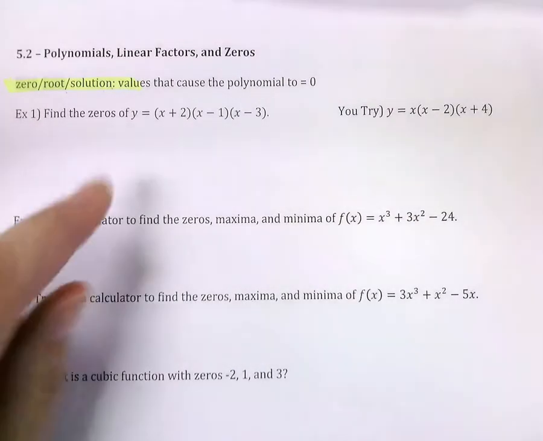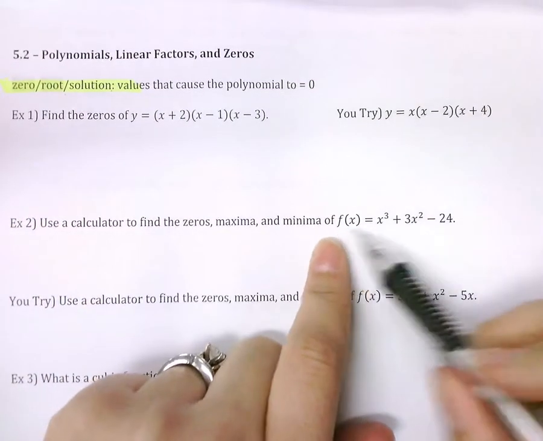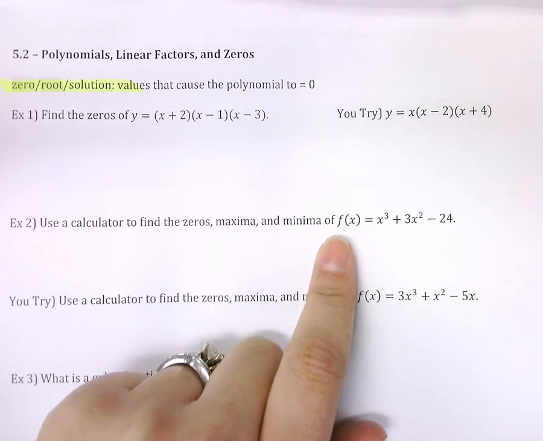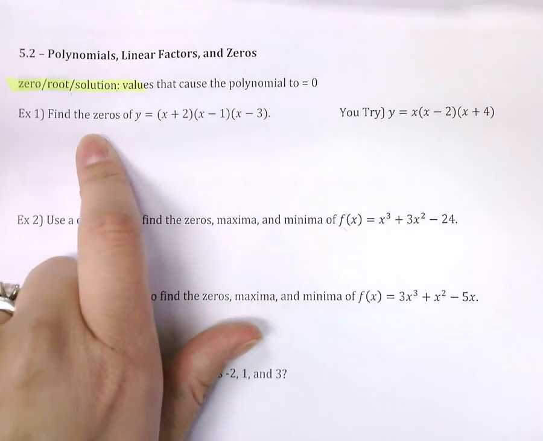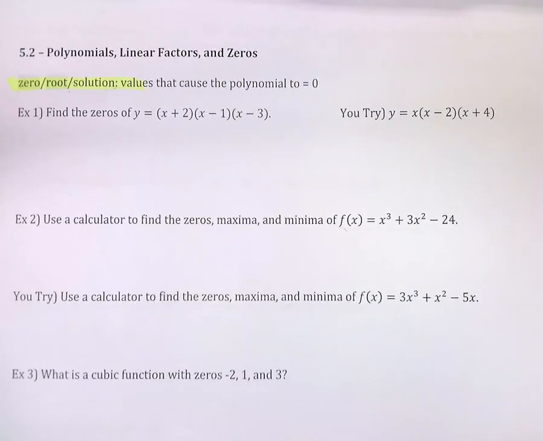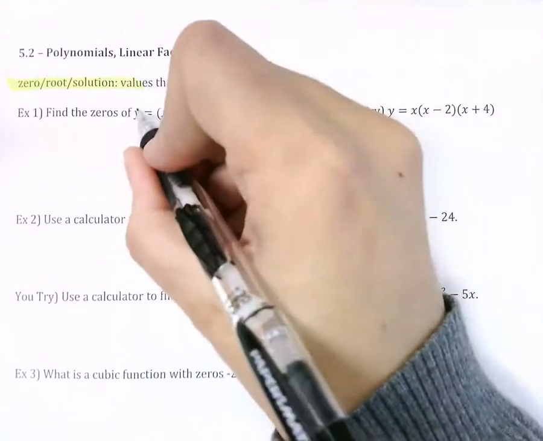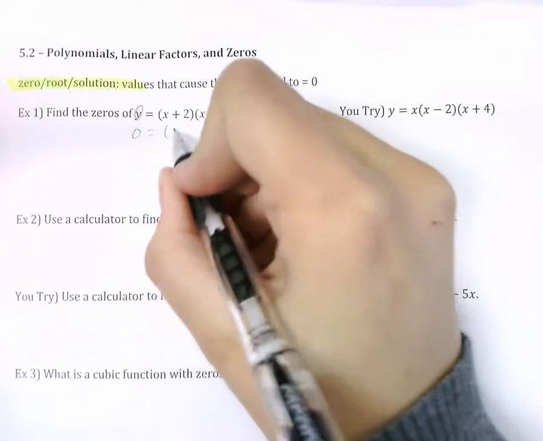It doesn't even have to be a polynomial function, just in this chapter. So they'll say something like find the roots of the function, and those mean the same thing as the zeros. This first question says find the zeros. In order for you to find the zeros, there needs to be some sort of zero in the question. If you have a y or an f of x, you're going to turn that y or f of x into a 0.